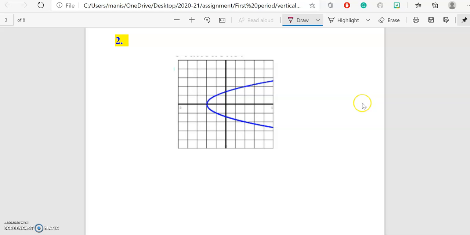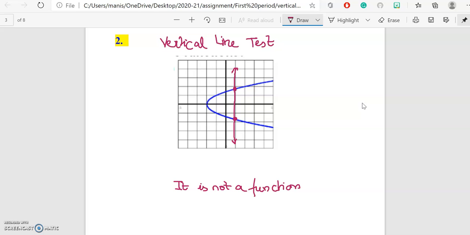For this question again, we will apply our vertical line test. When a vertical line crosses the graph at exactly one point, then it is a function. So in this case, when I'm drawing a vertical line, at how many points in the graph does it cross? More than one, two. This means it is not a function. Why is it not a function? Because it is crossing the graph at more than one point. If I draw a line over here, how many points does it cross? 2 points. You can draw anywhere, it will cross at 2 points. So it failed the vertical line test. That's why it is not.